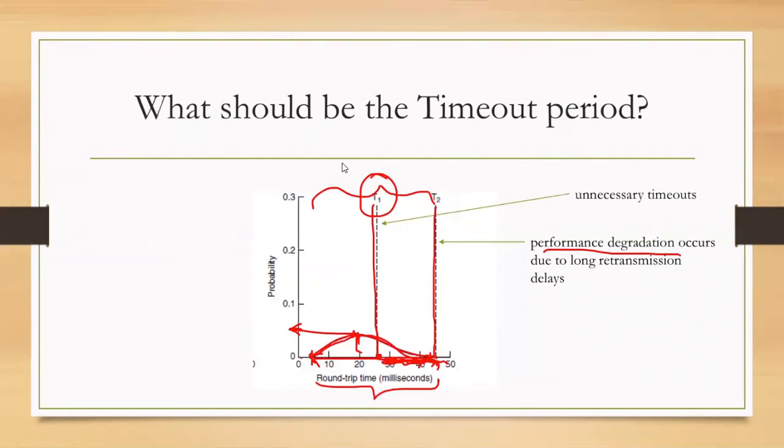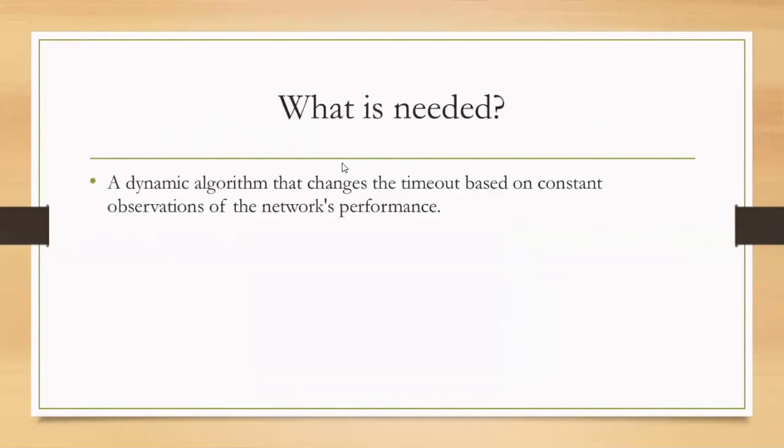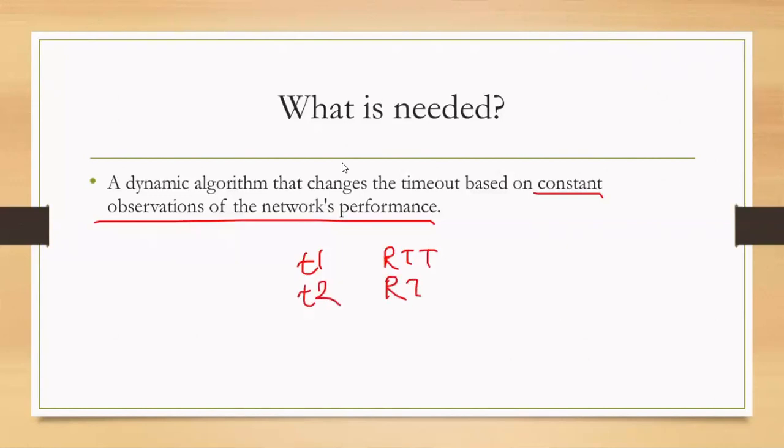So what is the solution? The solution is a dynamic algorithm that changes the timeout based on constant observation of the network's performance. Constant observation. So we are looking at the network performance. There is congestion, there is no congestion. At time t1, this is the round trip time. At time t2, this is the round trip time. At time t3, this is the round trip time. We are looking at each of these constantly.